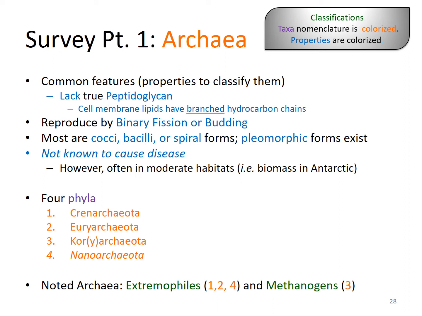Now, out of those categories, 3 of them, Crenarchaeota, Euryarchaeota, and Nanoarchaeota, are usually referred to as Extremophiles, whereas the Korarchaeota, in this case, is referred to a specific group called the Methanogens. So we'll look at them one by one in a moment.